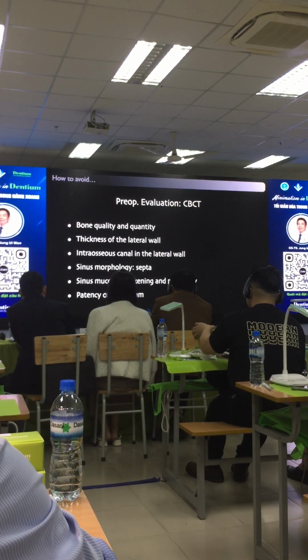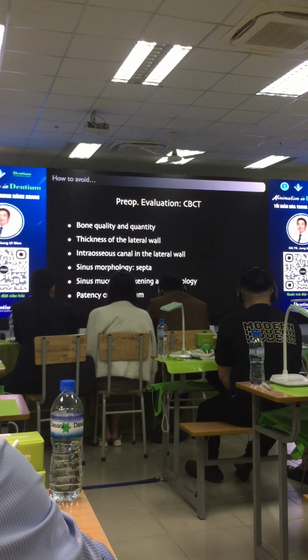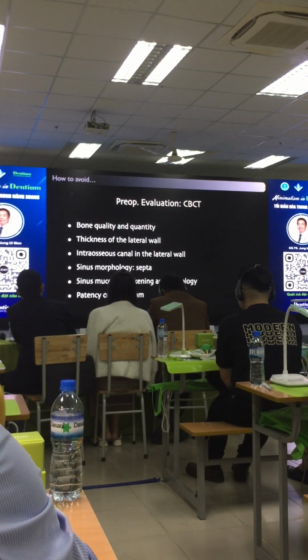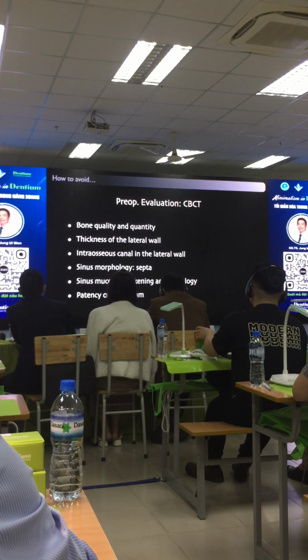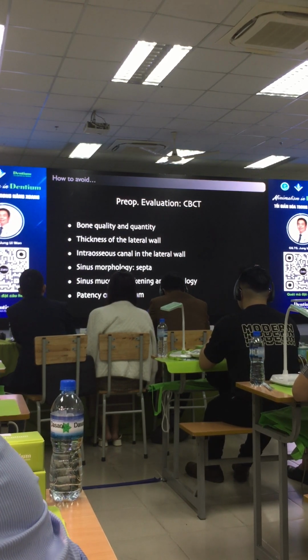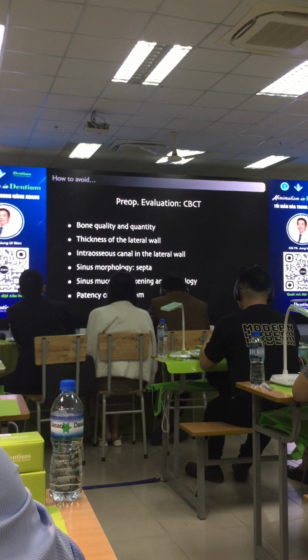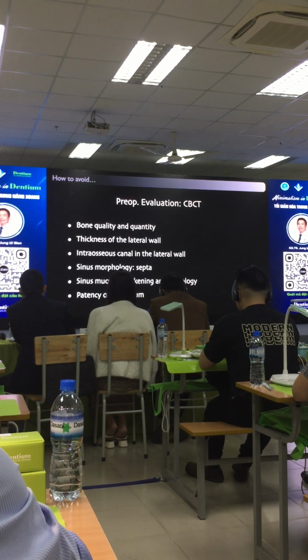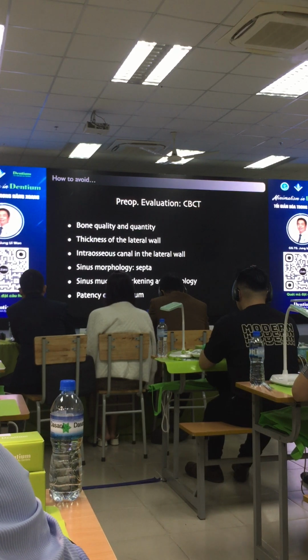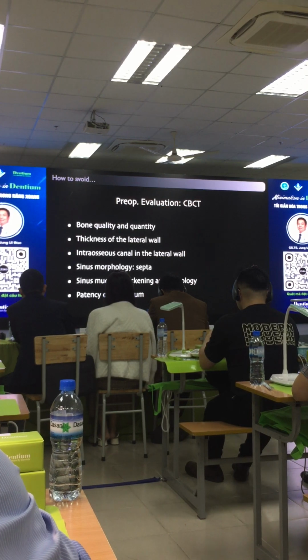In the preoperative evaluation using CT, the following items should be checked: bone quality and available bone dimension, thickness of the lateral wall, interosseous canal in the lateral wall, presence of sinus septa and position, size, status of sinus mucosa, thickening and pattern, and finally, patency of the maxillary osteomaxilla.